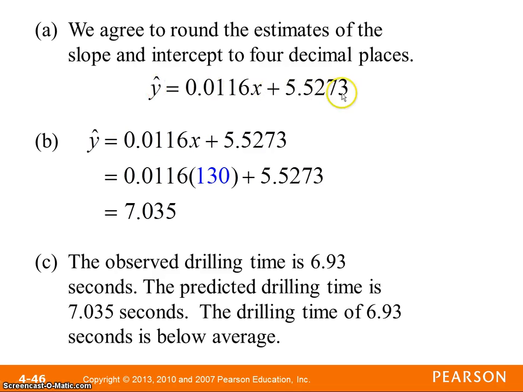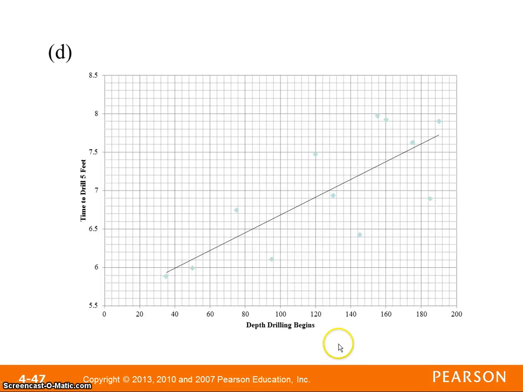So once you get your least squared regression line, if you want to predict the time to drill to a depth of 130 feet, just plug that into the formula, and that gives you a time of about 0.35 minutes. And then it says the observed drilling time is 6.93, and so the predicted drilling time is given by this. The drill time of 6.93 is below average.